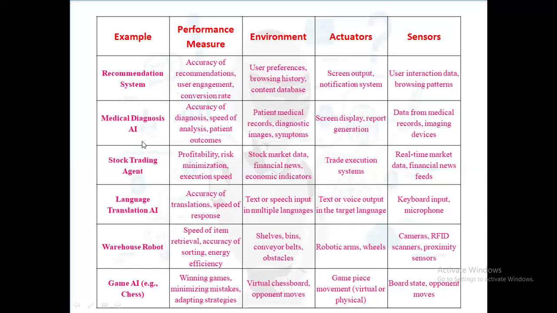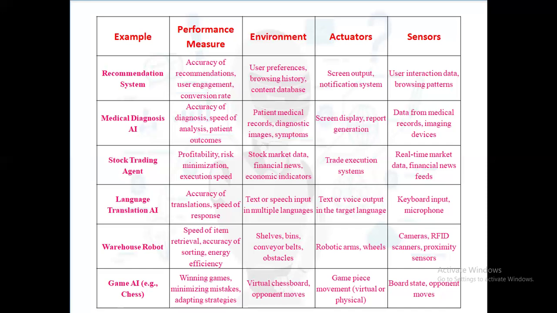Next example is the medical diagnosis AI. Medical diagnosis AI processes patient data, including medical records and diagnostic images, in a clinical environment. It uses sensors like imaging devices to gather input, and actuators like report generation systems to present its findings.